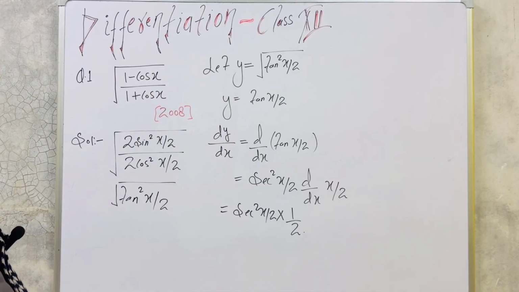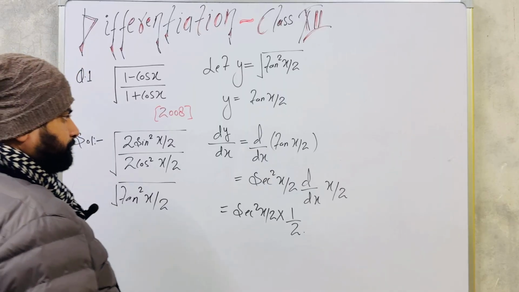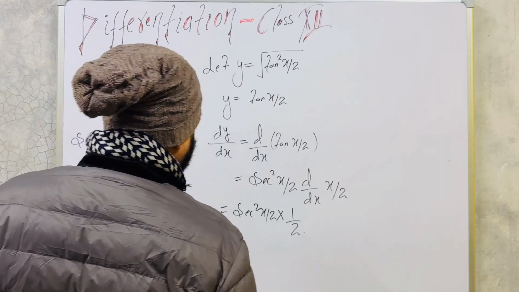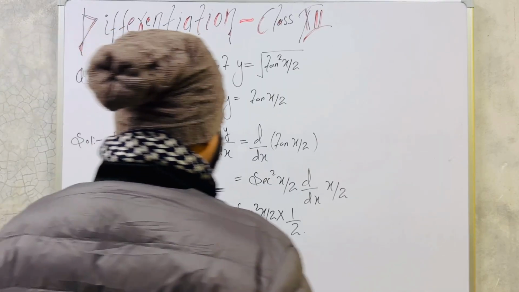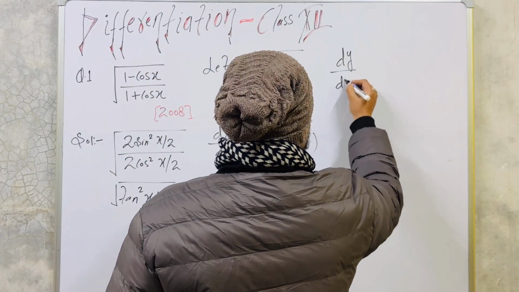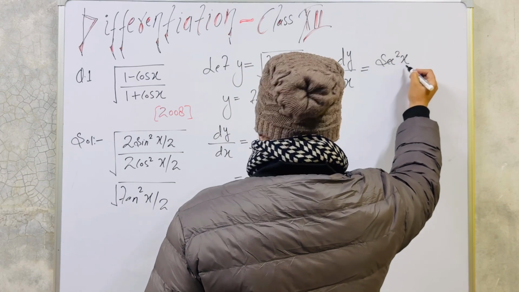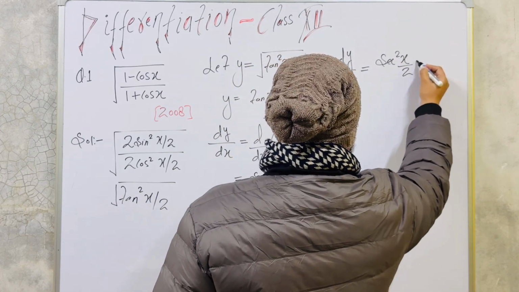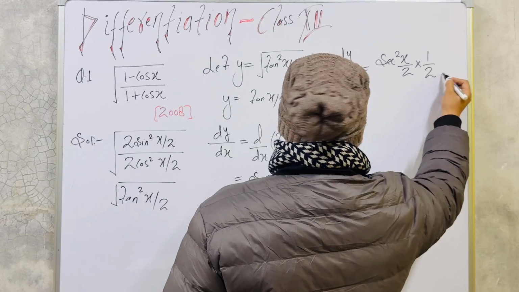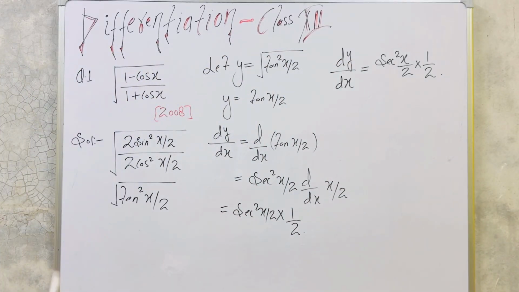Okay, concept clear? Now the next step is dy by dx is equal to sec square x by 2 into 1 upon 2. Okay, note down.